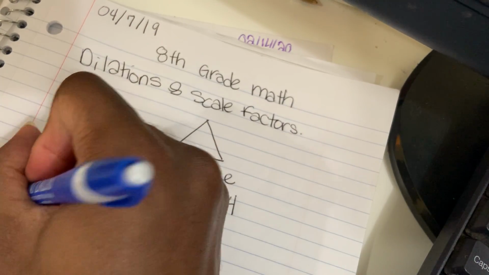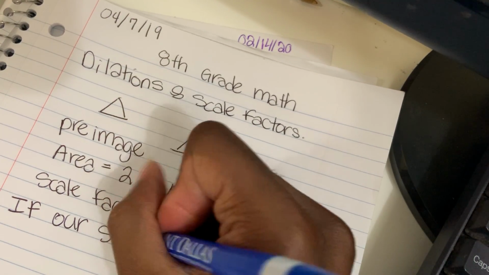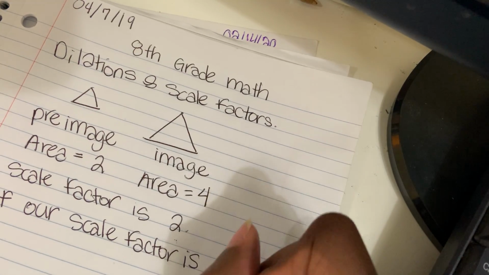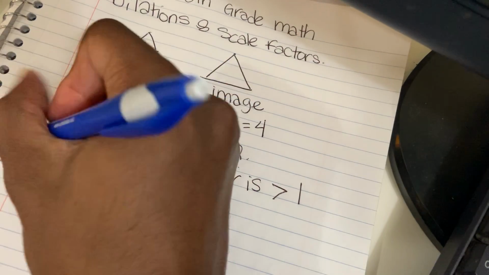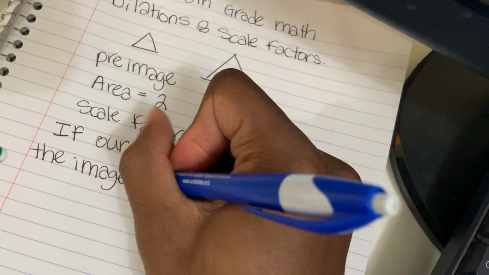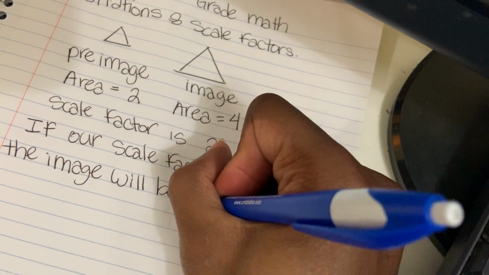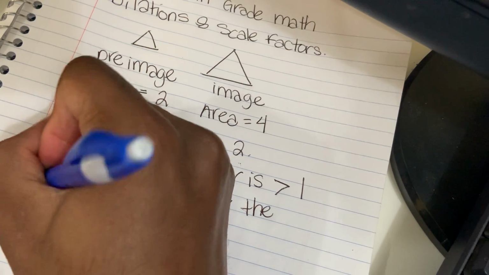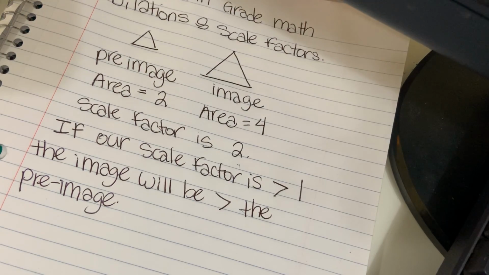So if our scale factor is greater than 1, the image will be greater than the pre-image. All right?